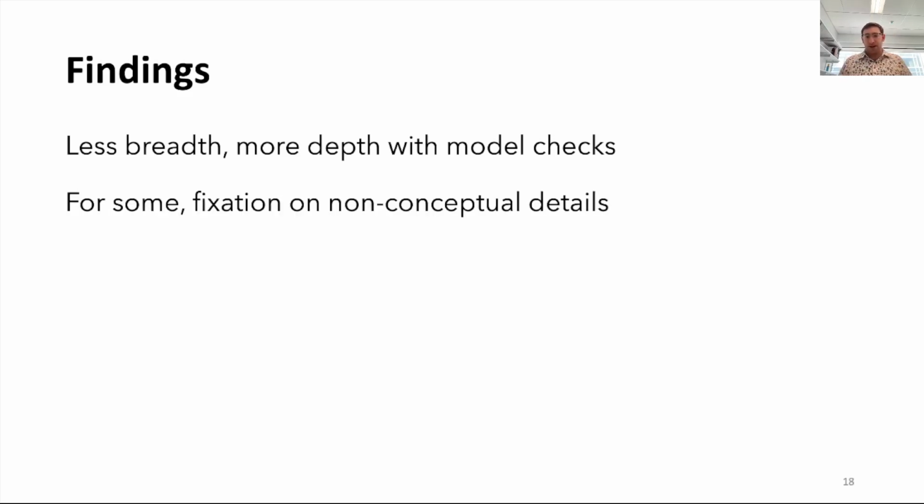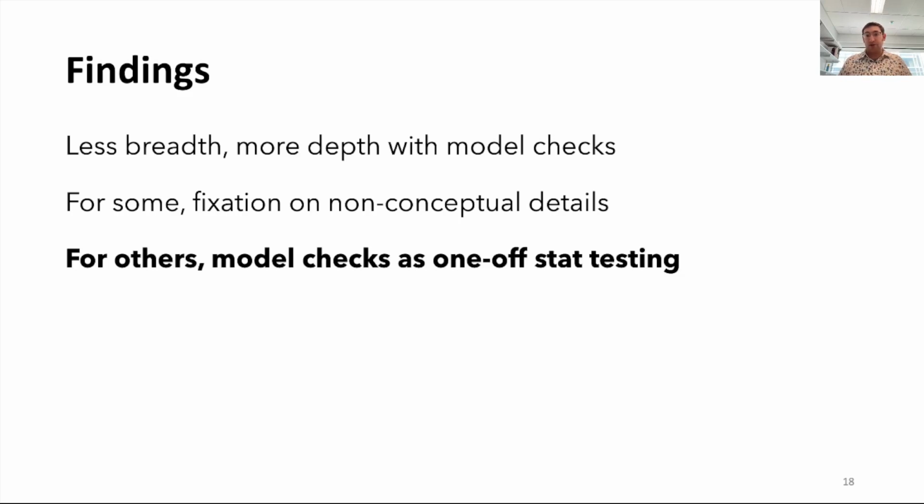For another small subset of participants, model checks were often used for one-off hypothesis testing. After discovering a possible relationship, they would create a model check visualization to see whether or not a model asserting that relationship seemed plausible.